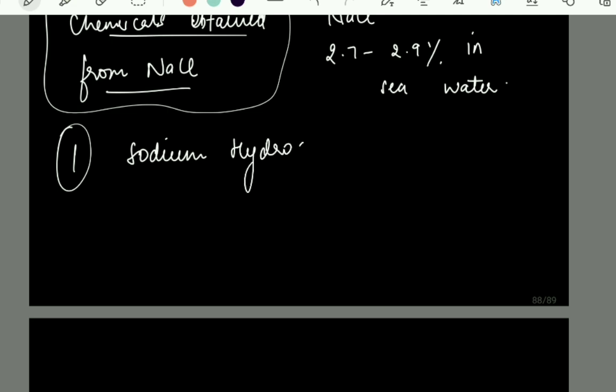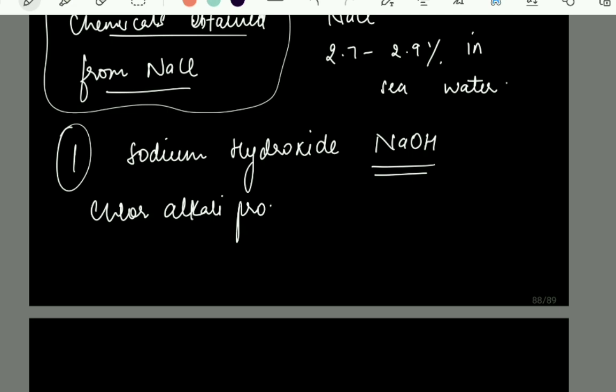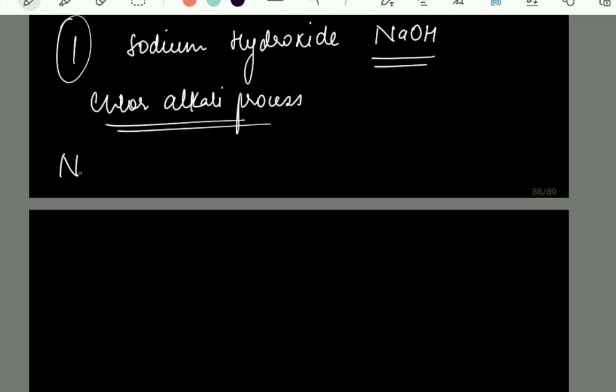So the very first that we are going to discuss is sodium hydroxide, NaOH. Now this is also commonly called caustic soda. If we talk about the commercial method, we call it the chlor-alkali process for obtaining sodium hydroxide commercially. So it's the commercial method of production. Now how do we do it? What raw materials are we going to take? We are going to take brine solution.